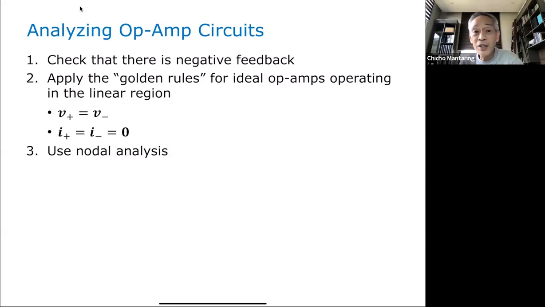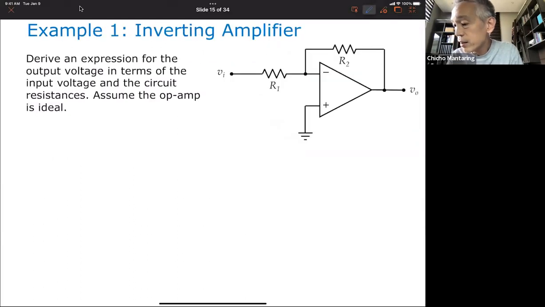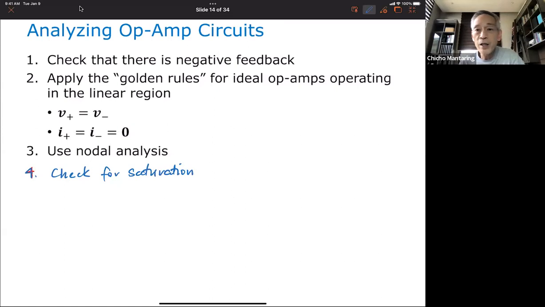Okay? Then third, you use nodal analysis. Just use nodal analysis. I should have added a fourth rule here. Let me do that. Fourth, check for saturation. Check for saturation. So those are the four simple rules for analyzing op-amp circuits.